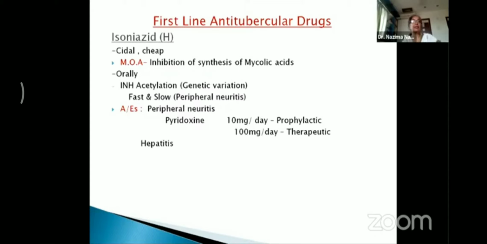It is used orally, and there is a genetic variation in the acetylation status of INH. There are fast and slow acetylators, Indians are generally slow acetylators, and peripheral neuritis, which is a side effect, is more common in slow acetylators. Now, this peripheral neuritis can be prevented by giving pyridoxine prophylactically, 10 milligrams per day. So that is how peripheral neuritis can be prevented. Because hepatitis, this drug is toxic to the liver. So again, this is a side effect related to isoniazid or isonicotinic acid hydrazide.